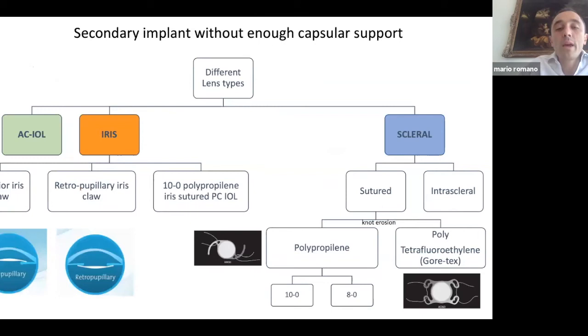What can we use? We can use different types of lens: an anterior chamber IOL, but it is not recommended anymore, or iris or scleral IOLs. Iris options can be an anterior iris claw, a retropupillary iris claw, or a 10-0 polypropylene iris-sutured PC IOL. The scleral one can be sutured or intrascleral. The sutured one can be sutured with Prolene or with the new Gore-Tex sutures.